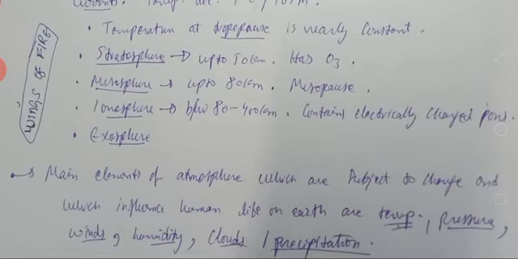So the last point is main elements of atmosphere which are subject to change and which influence human life on earth: temperature, pressure, winds, humidity, clouds, and precipitation. All these elements are the main elements of atmosphere which are subject to change and which influence human life on the earth.